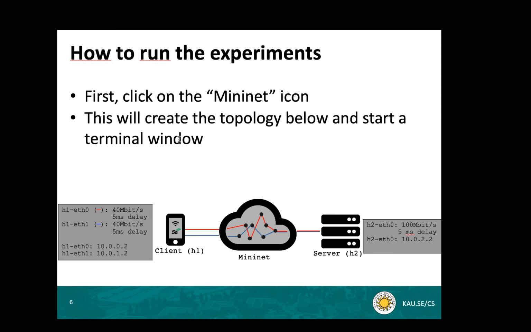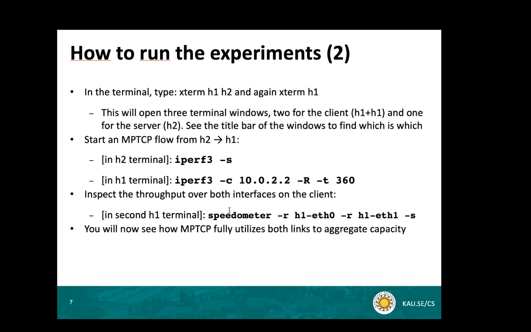We can also run a software called speedometer. This is what we'll use for the second H1 terminal, and this will then show you how the traffic is passing over the interfaces.